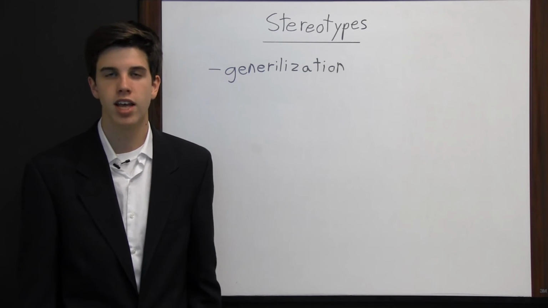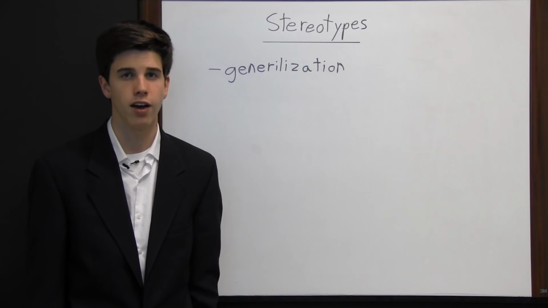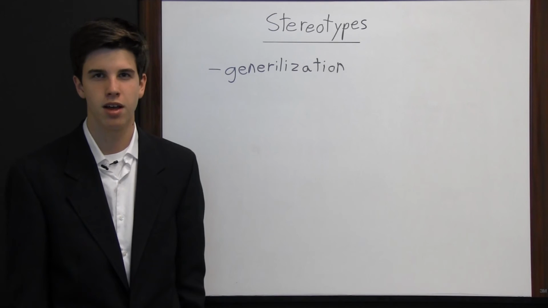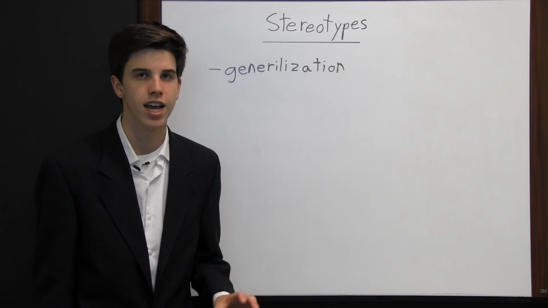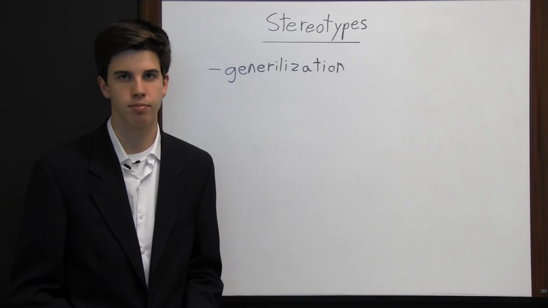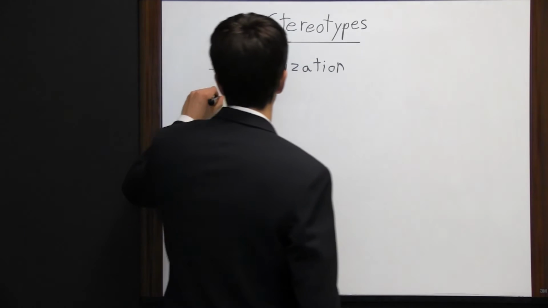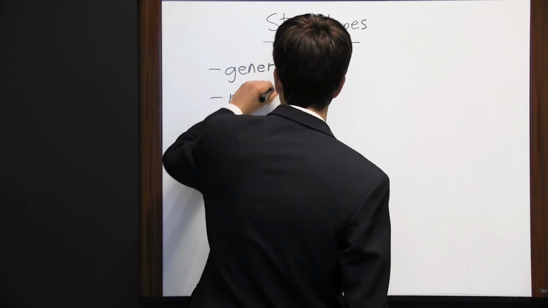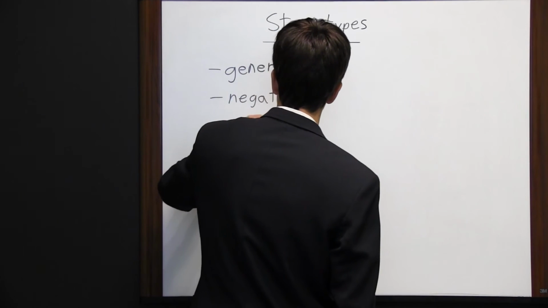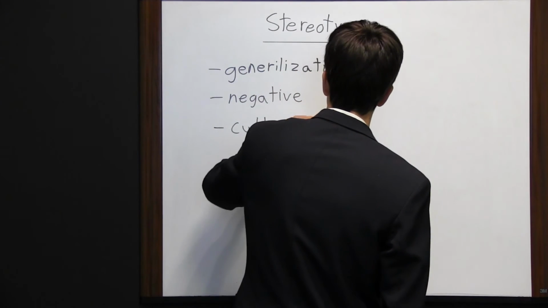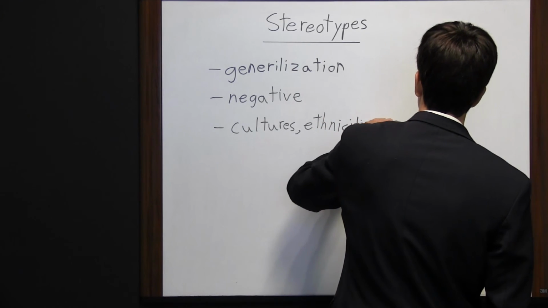Like, take for example, if I said everyone in Nebraska is a corn farmer. Now, there are many corn farmers in Nebraska, but not everyone there is a corn farmer. So I took what was true for a few people and applied it to everyone in Nebraska. So that's a mild case of a stereotype, because most stereotypes are negative. You may have heard some negative stereotypes towards specific cultures, ethnicities, and religions.